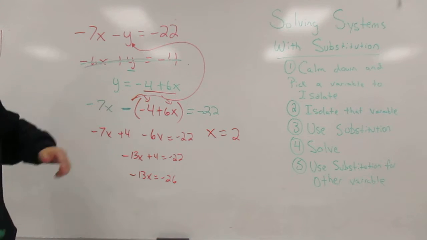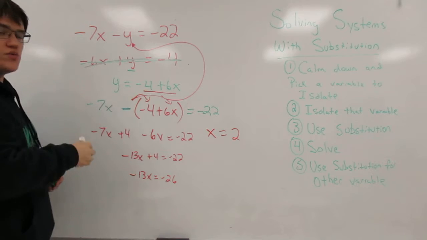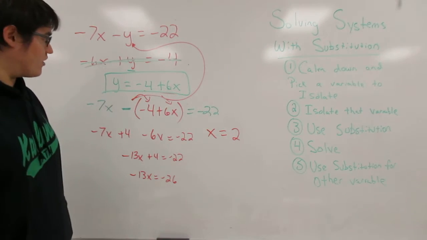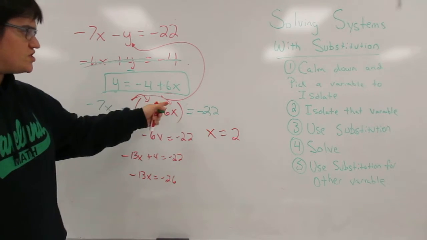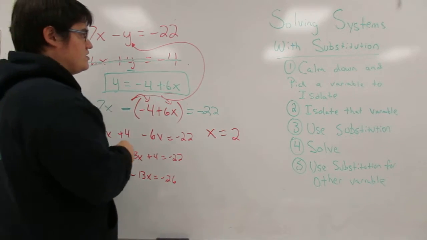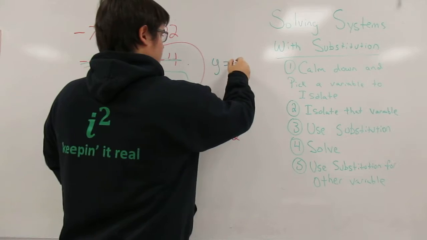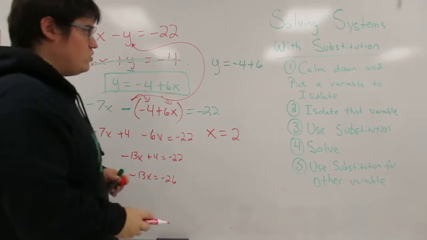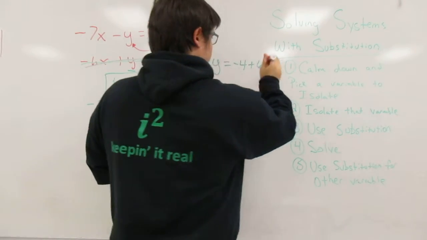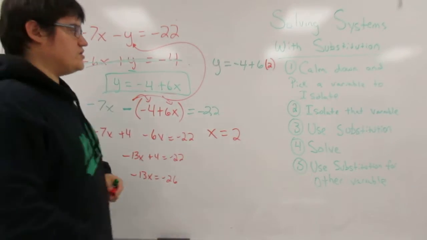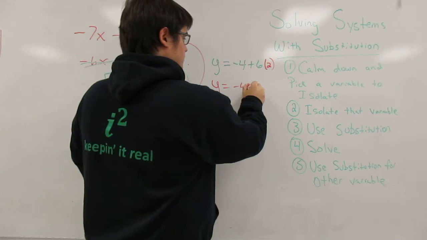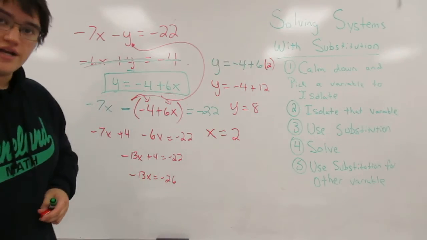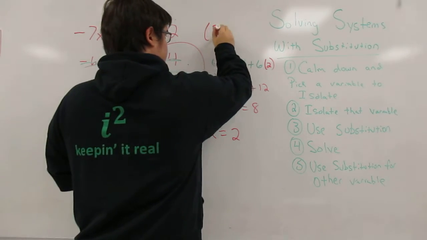You can use that to find y. Remember, any equation will work, but I think your best bet is the one you already have y solved for. So just take the 2 and substitute it in for x. So we get y equals -4 plus 6, and instead of x, I'm going to put a 2. Bam. Then you just solve it. Y equals 8. And then again, write an ordered pair.